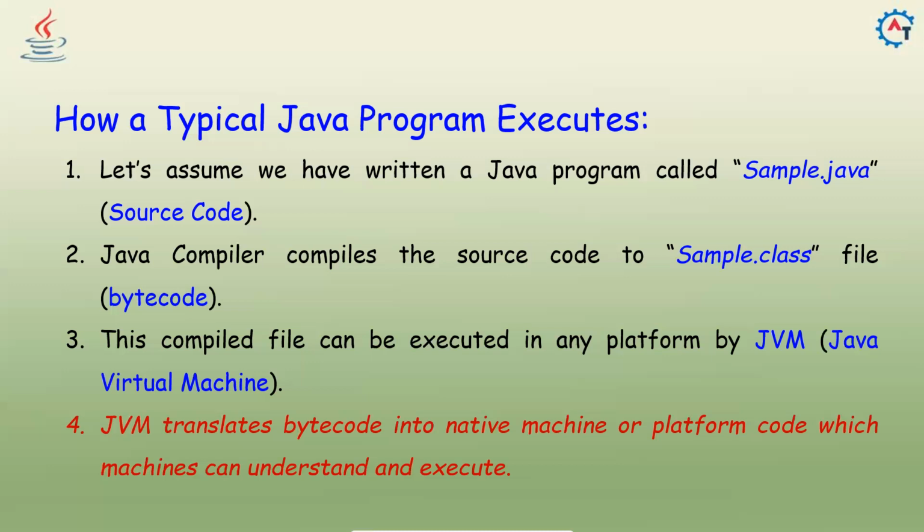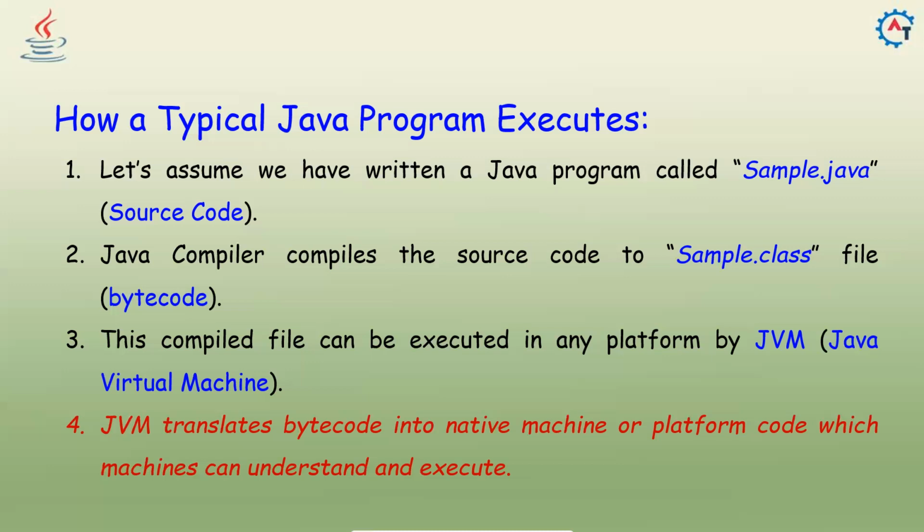This compiled file can be executed on any platform by the JVM, the Java Virtual Machine, as we discussed in our previous videos. Once you get that bytecode, the JVM will execute it on any platform. The purpose of the JVM is to execute the bytecode. The JVM translates bytecode into native machine or platform code which machines can understand and execute.